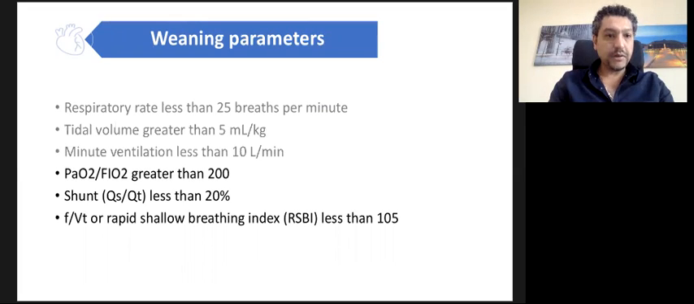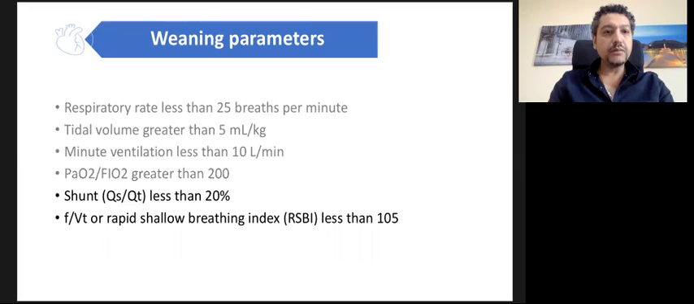MV, or minute ventilation, less than 10 liters per minute. And the PF ratio, the one we already talked about, is greater than 200, because when it's less than 300 and then less than 200, that identifies a really high risk patient with acute lung injury and eventually ARDS.